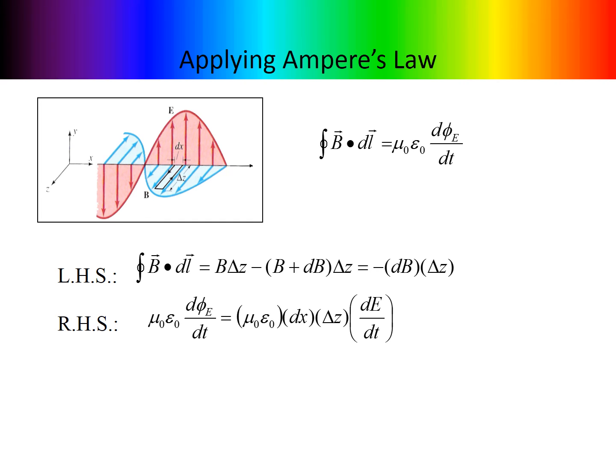The right-hand side of the equation, again, we're treating it the same way we did the last portion, which is area dx times delta Z now, times electric field passing through that area. The rate of change of electric field passing through that area gives us d phi dt. And the mu sub 0 epsilon sub 0 come along for the ride.